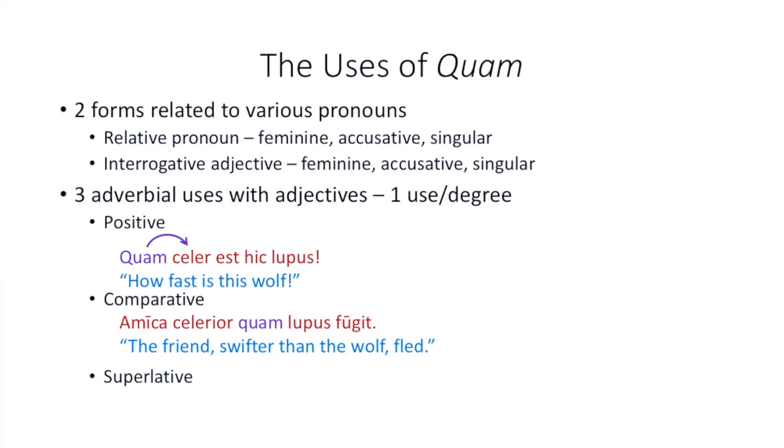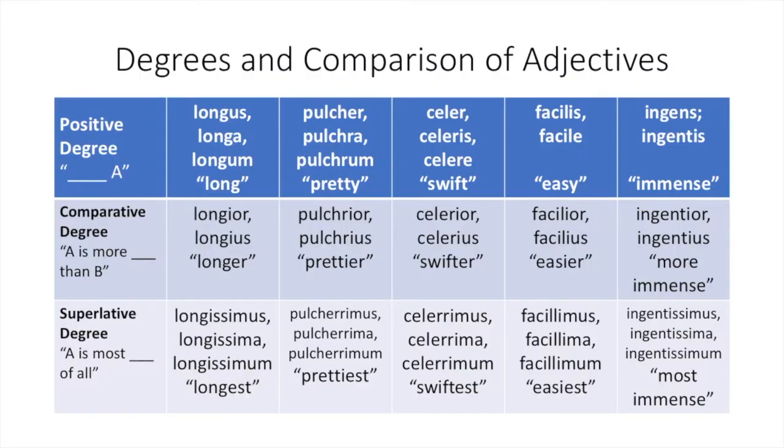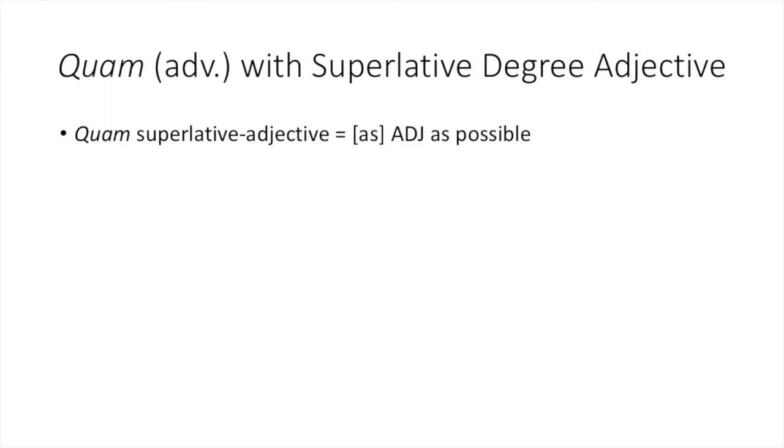The final use of quam is with the superlative degree adjective. And if you remember, the superlative degree has that issimus, issima, issimum, or errimus, errima, errimum ending, or limus, lima, limum ending, and the appropriate ones for each of the cases. Quam with the superlative degree adjective can be translated as blank as possible, or you can translate it as blank as possible, depending on what works better based on the sentence that you have.